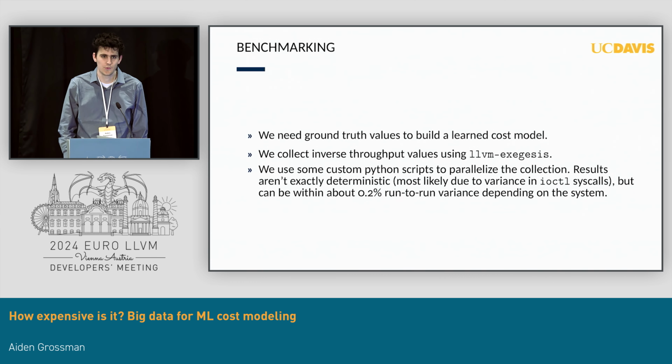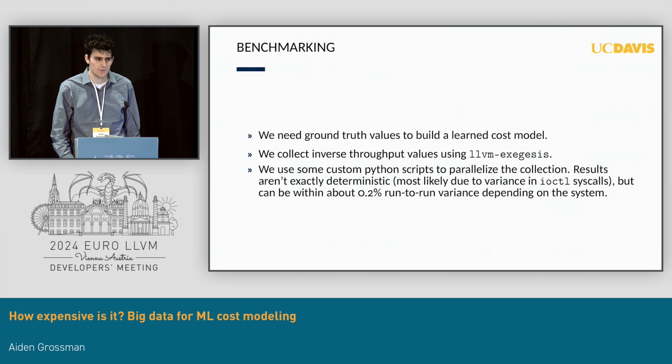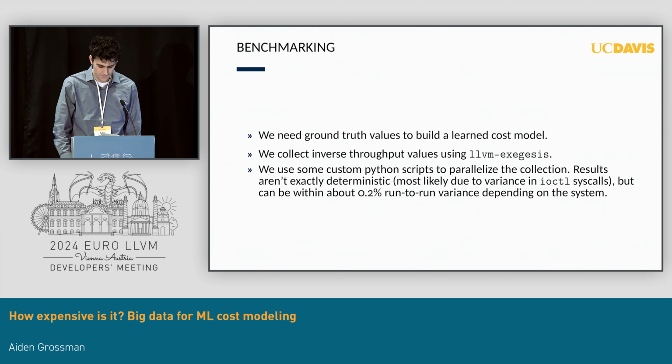To collect inverse throughput values, we use llvm-exegesis. It's a machine benchmarking tool that's upstream in LLVM. And then we use some custom Python scripts to parallelize the collection. The results aren't extremely deterministic at this point. They're pretty close depending upon the system setup, like whether or not you have hyperthreading enabled and how many benchmarks you're running at the same time.